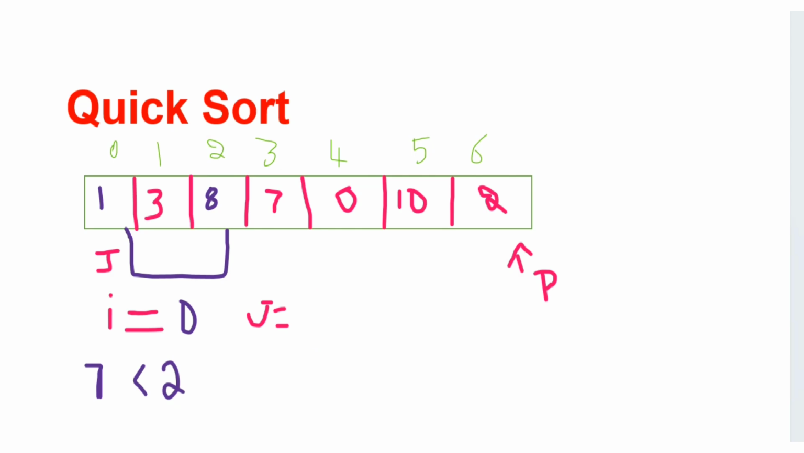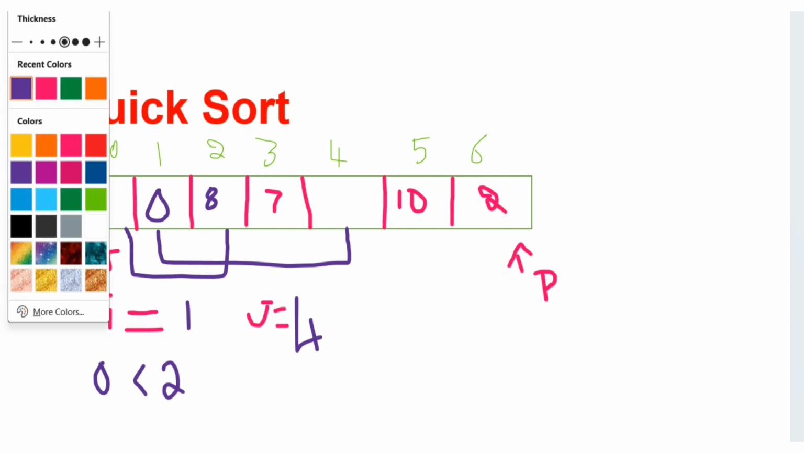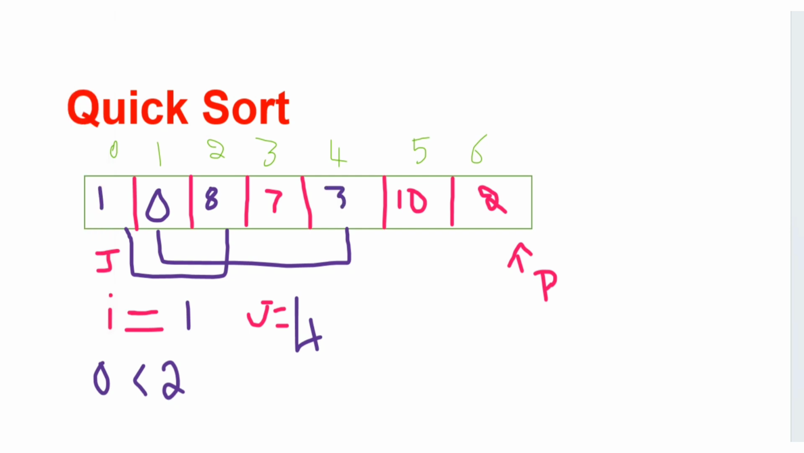Now j is 4. Is 0 less than or equal to 2? Yes. So we need to increment I by 1. Next we need to swap 3 and 0. 0 is put in the place of 3, and 3 is put in the place of 0.